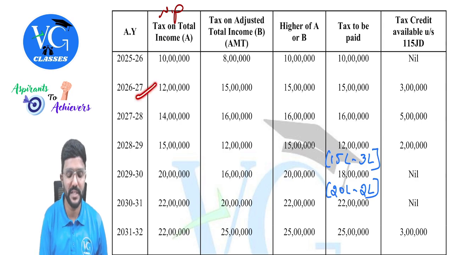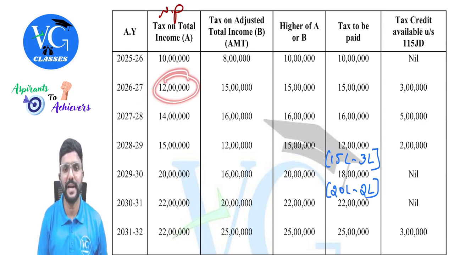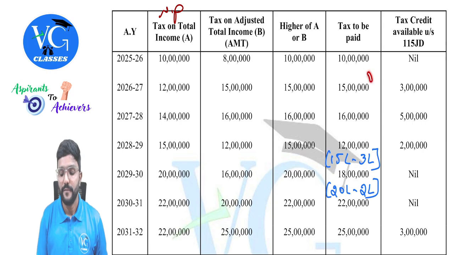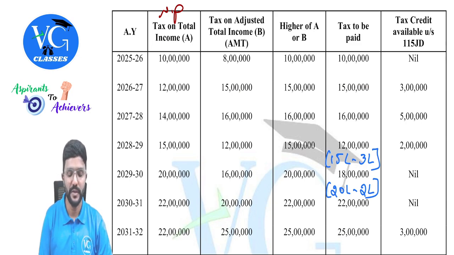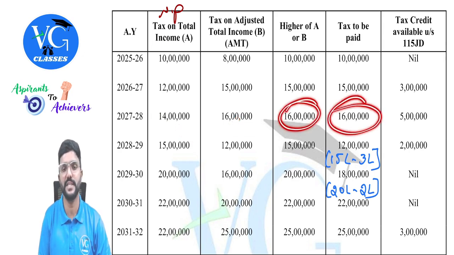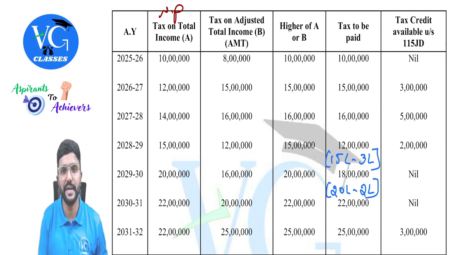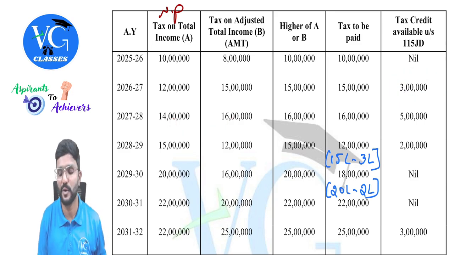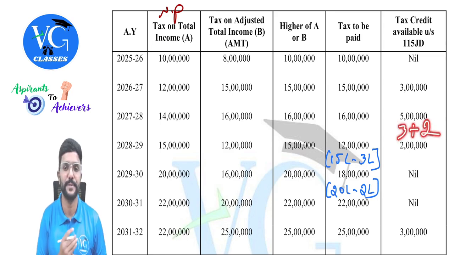Next year, 26-27, tax as per normal provision is 12 lakh, whereas AMT is 15 lakh. Whichever is higher, he has to pay 15 lakh. And when he pays 15 lakh, he will get a credit of 3 lakh. That is the difference between these two. Next year, tax as per normal provision is 14 lakh, whereas AMT is 16 lakh. Whichever is higher has to be paid, which is 16 lakh. He pays the full 16 lakh, and he will get 2 more lakh credit. He already had 3 lakh credit. Now, as AMT is more than tax as per normal provision, you will get another 2 lakh. So it is 3 plus 2, guys.